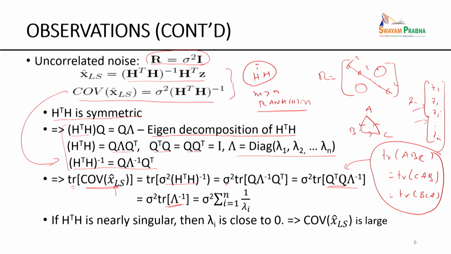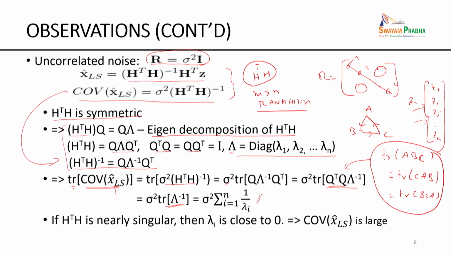So that is equal to sigma square times the sum of the reciprocals of the eigenvalues of the Gramian, H transpose H. So the lambdas are the diagonal elements of the matrix lambda, which are the eigenvalues of the smaller of the two Gramians, H transpose H.